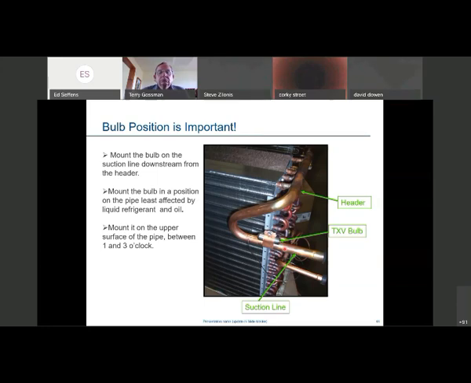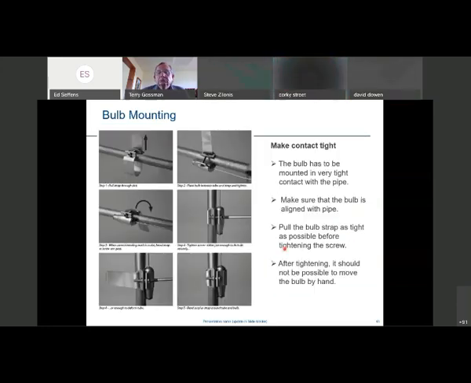This is just an exploded picture of that. So depending on if it's a horizontal location or a vertical location where the bulb is located, again, we're using copper straps to strap the bulb onto the suction line, and that's the best way to install the bulbs if you can.